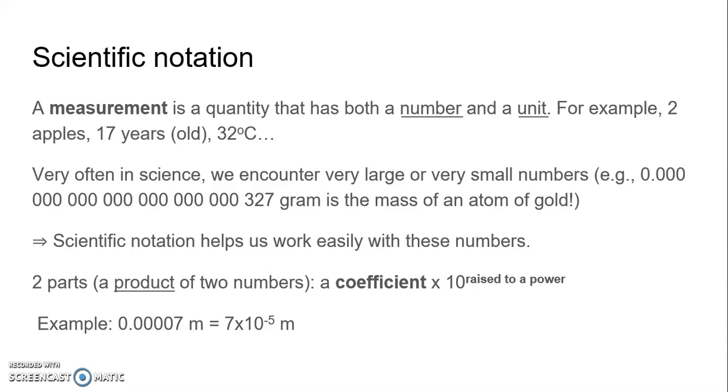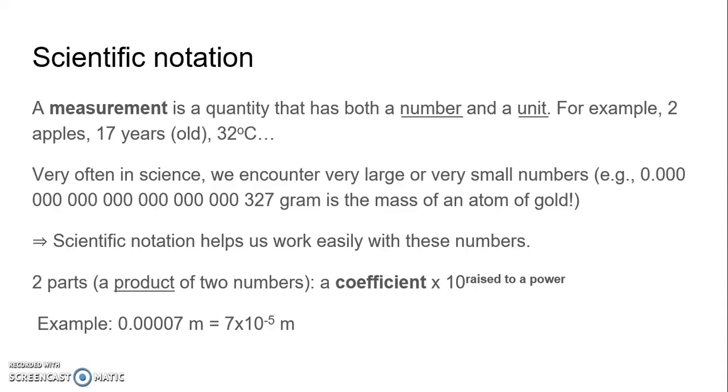Now in chemistry we do a lot of measurement, and a measurement is defined as a quantity that has both a number and a unit. Alright, so for example, I have 2 apples. Someone is 17 years old, 32 degrees Celsius, something like that. So you have a number and you have a unit.